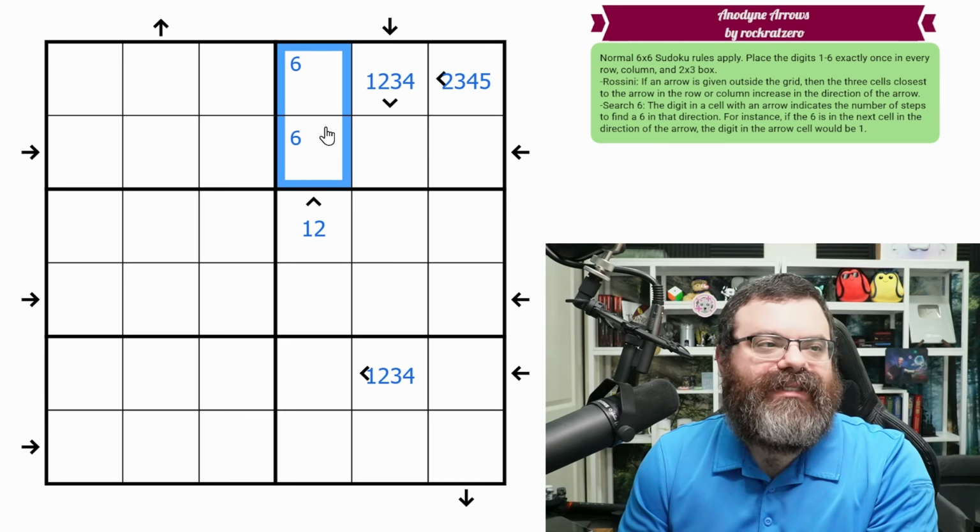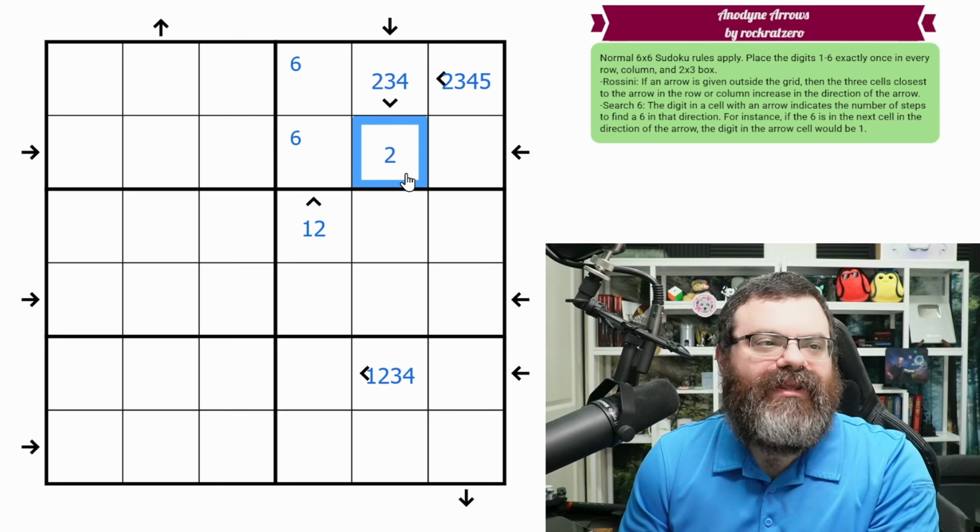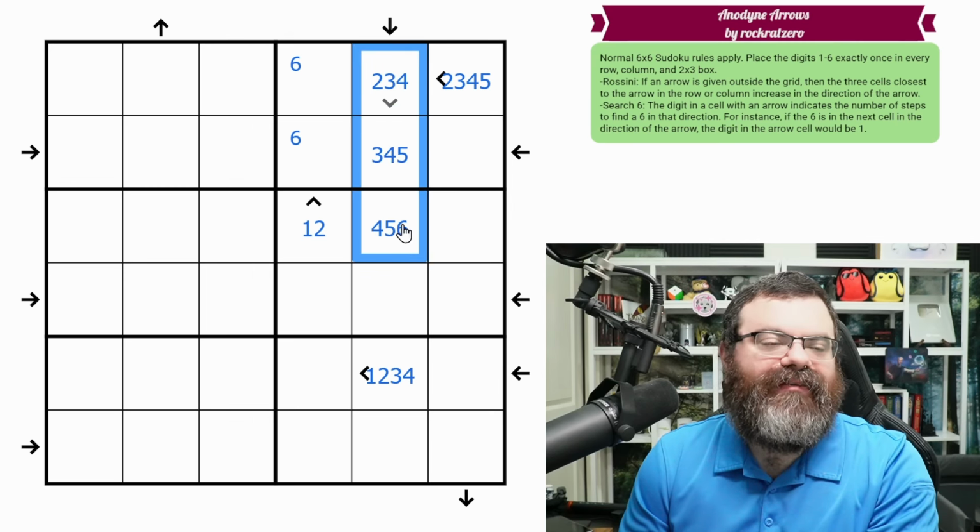Oh, this can't be a 1 because the 6 is over here, so it can't be here. So that's not a 1. So this is 2, 3, 4. So this is going to be 3, 4, 5. And this is 4, 5, 6. Kind of imagine the thermo there.